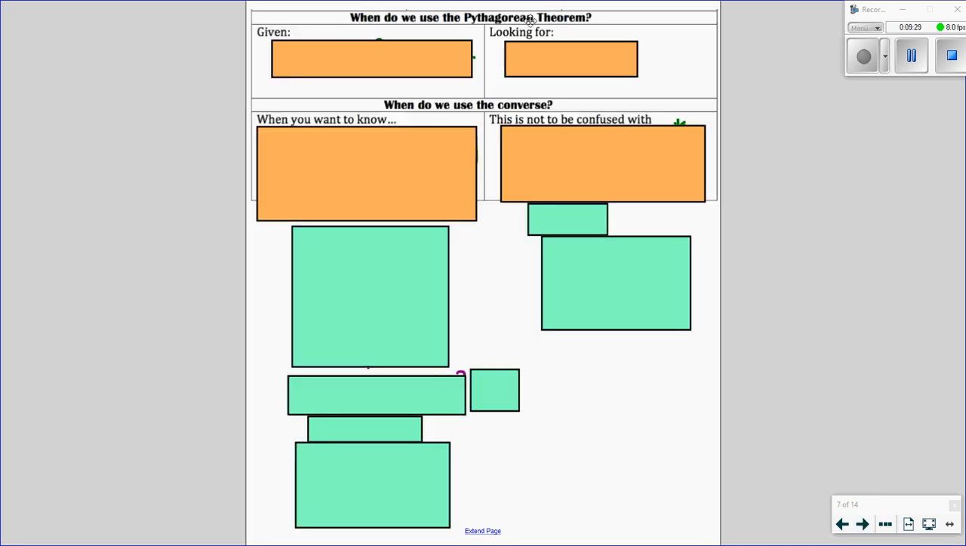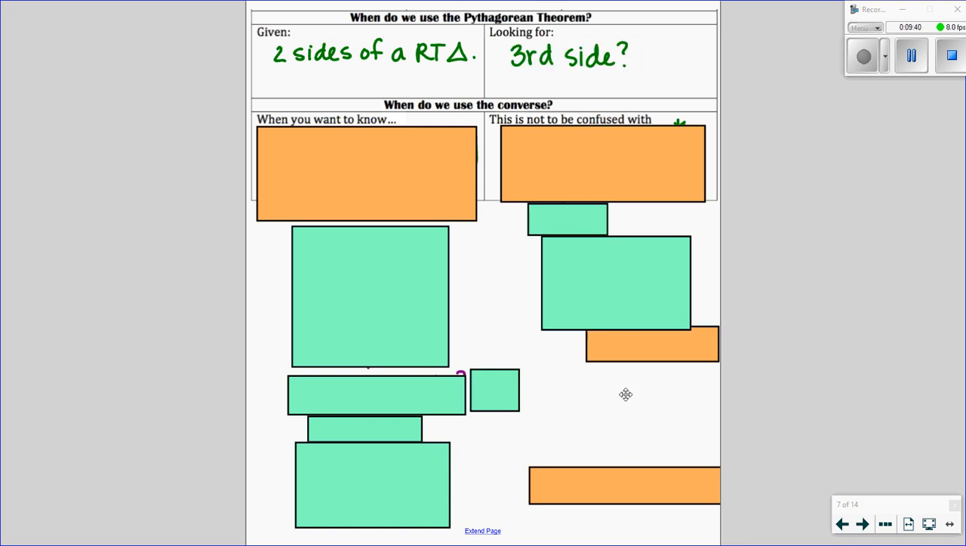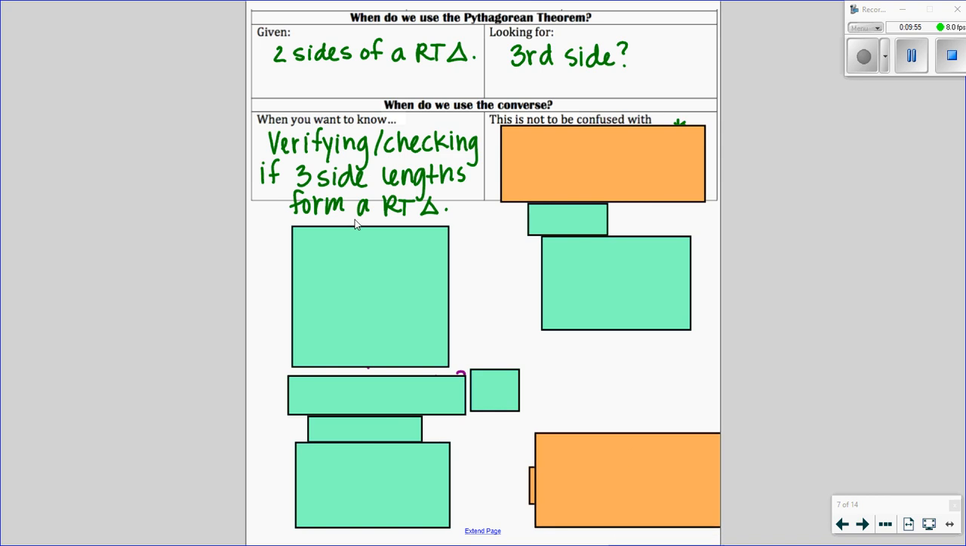So when do we use the Pythagorean theorem? What is given? Two sides of a right triangle. So if you have two sides of the right triangle, you can look for the third side. So that's when you use the Pythagorean theorem. It deals with sides, not angles, sides. And when do we use the converse? When you want to know if the three side lengths will form a right triangle.